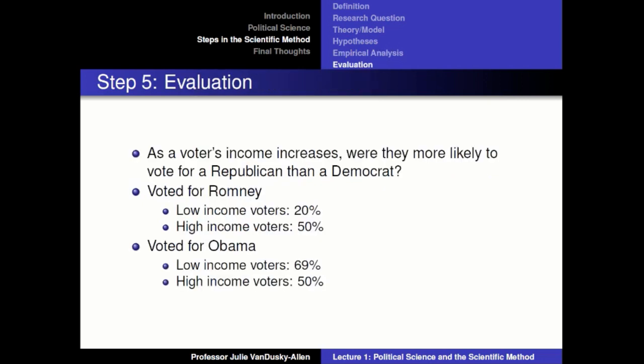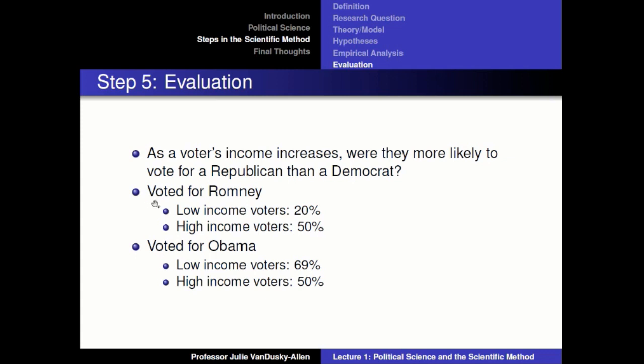The last step in the scientific process is evaluating our evidence from step 4. Did the data support our hypothesis? Recall the hypothesis from the example in the previous slides was, as a voter's income increases, he is more likely to vote for a Republican than a Democrat. In order to analyze this relationship, I used data from the American National Election Study for 2012. Based on the results of the survey, the evidence does support the hypothesis.